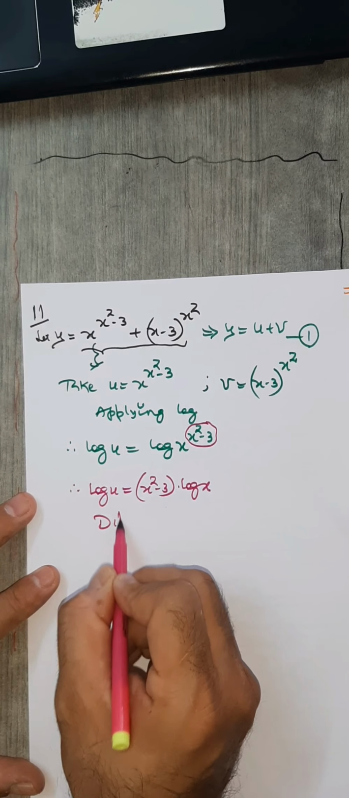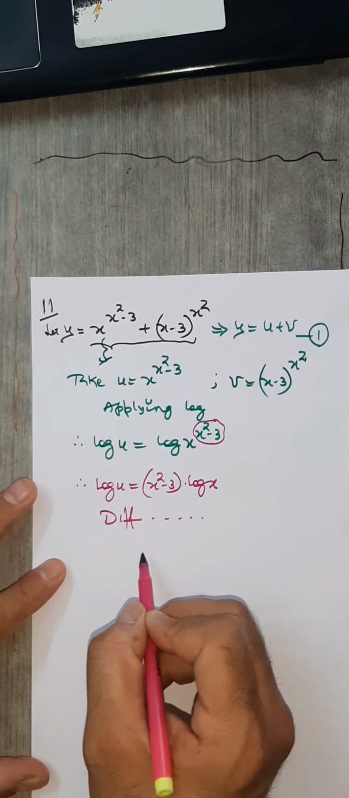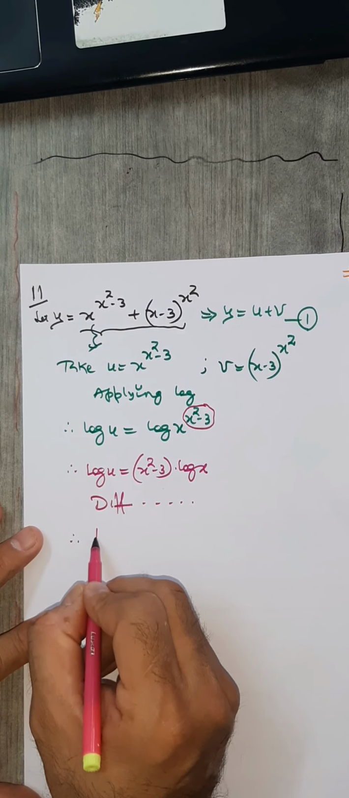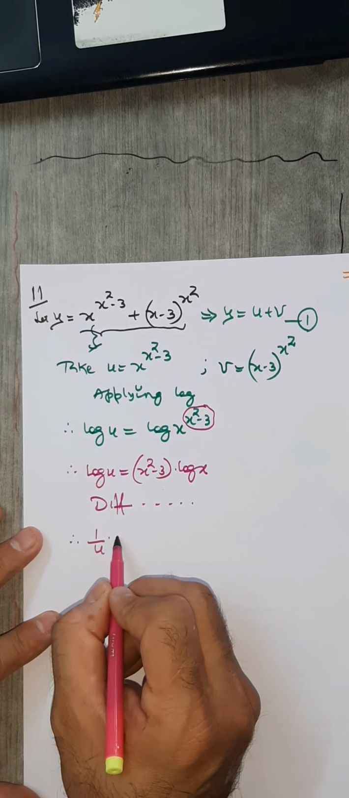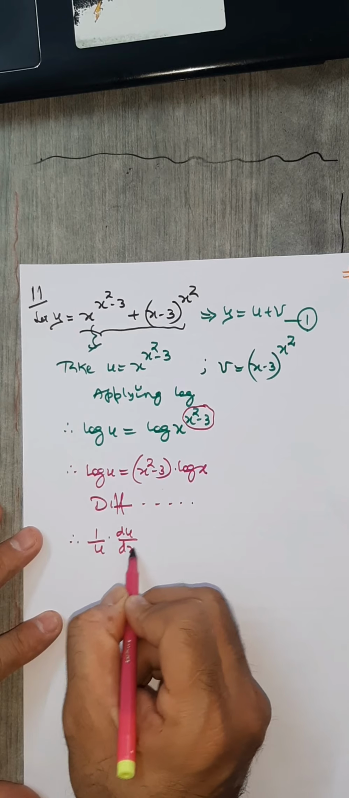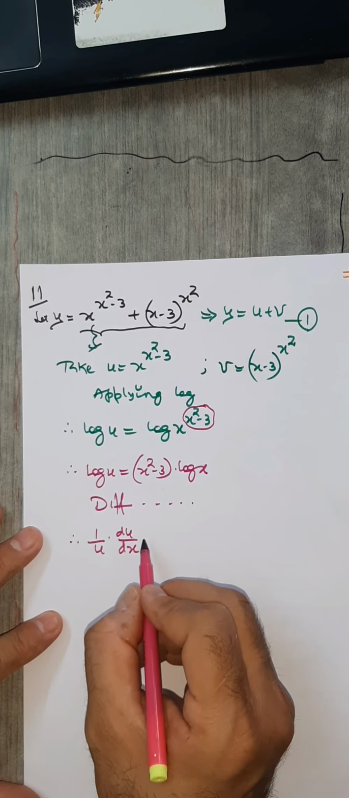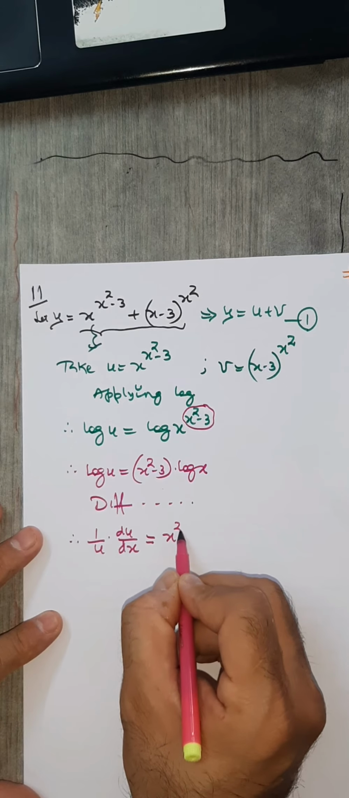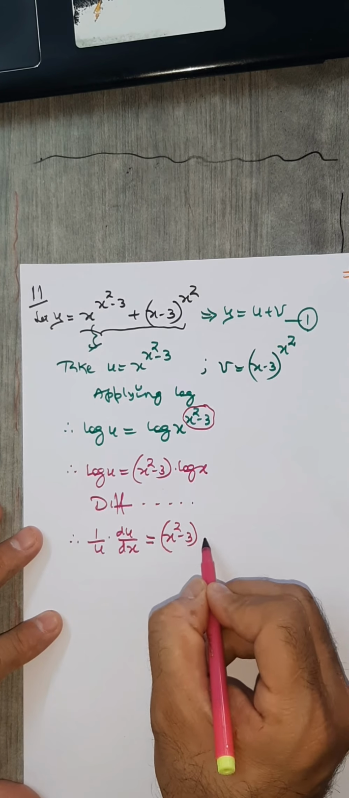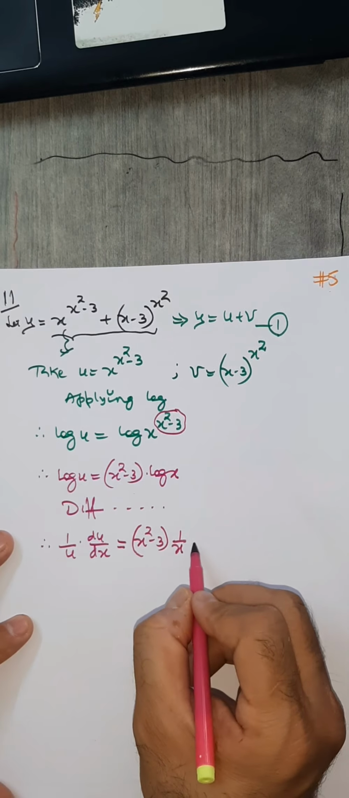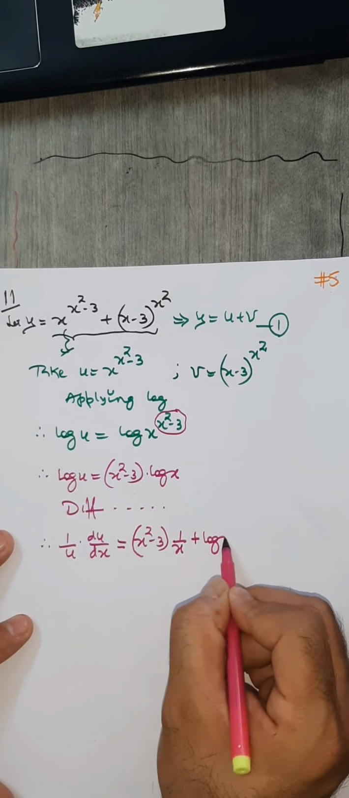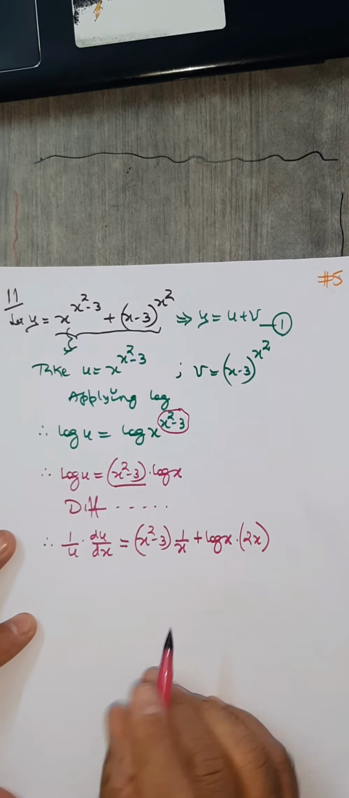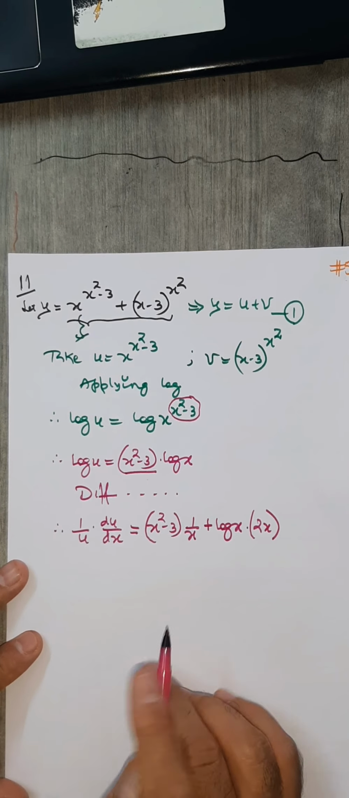Now we differentiate this. So differentiating with respect to x. How do we differentiate log u? Imagine this as x. So 1 upon x into du by dx. 1 upon u into du by dx equals to, here product rule, x squared minus 3 as it is. What's the derivative of log x? 1 upon x. Plus here log x as it is. What's the derivative of this portion? 2x. Product rule on the right hand side, remember.